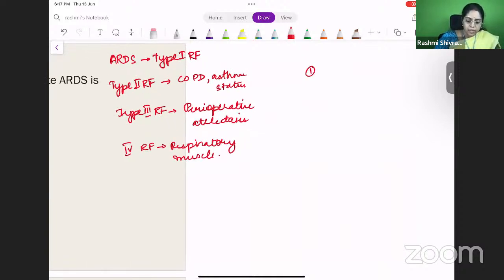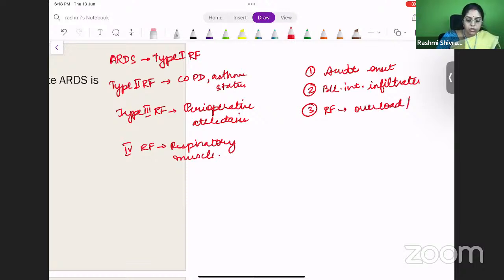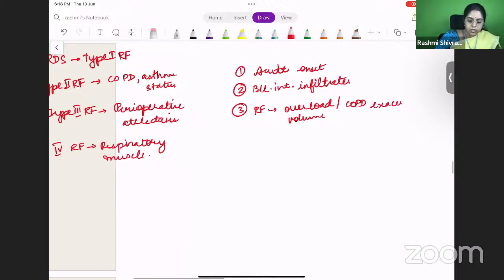The first criterion is that it should be an acute onset of illness, acute onset of respiratory distress. The second is that the patient should have bilateral interstitial infiltrates on the X-ray. The third is that the respiratory failure should not be explained by other conditions like volume overload or COPD exacerbation. And the fourth is the PaO2 by FiO2 ratio. Based on this, we characterize it as mild, moderate, or severe.